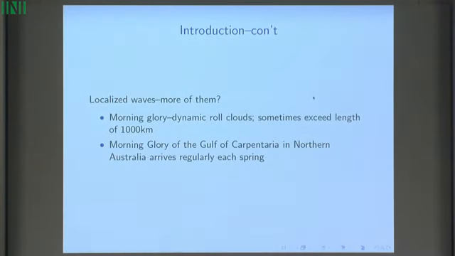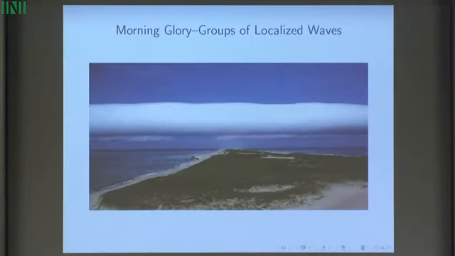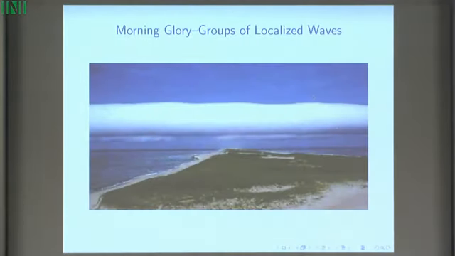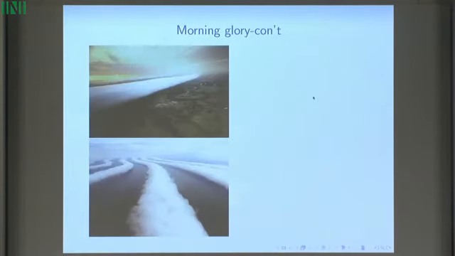Another type is morning glory. These are roll clouds, and they're, in the language of today, line solitary waves or line solitons. And they come in areas of Australia regularly and other areas of the world. And here's a side view of a roll cloud. You can see there are others behind it. And this is another view from an airplane. And you see, here they are. There's a sequence of them.